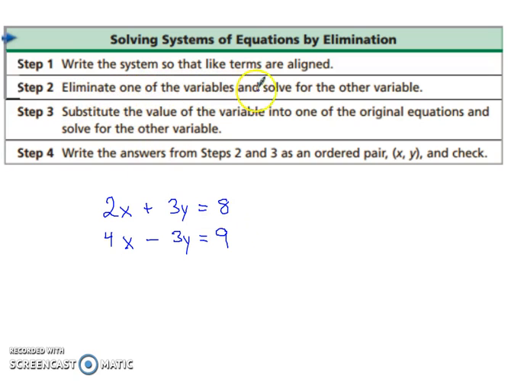Step 2. Eliminate one of the variables and solve for the other variable. So this is when you're going to either add or subtract vertically. The only one that we can get rid of right now without having to multiply to make them the same would be the 3y and negative 3y. So if we were to add these together, they would go away, leaving you with 6x equals 17.